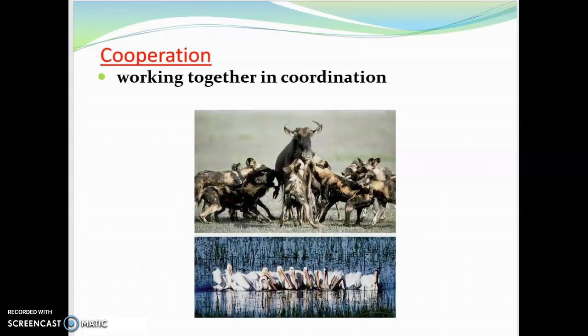Sometimes it's not for food. Sometimes it's to protect one another. It might be cold and they're huddling together to stay warm, or during a storm they're huddling together to keep each other protected. So working together to keep each other safe.